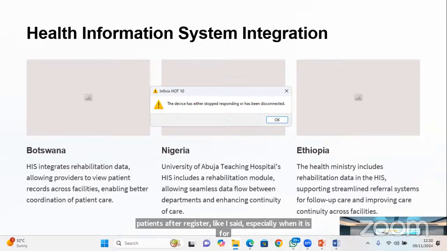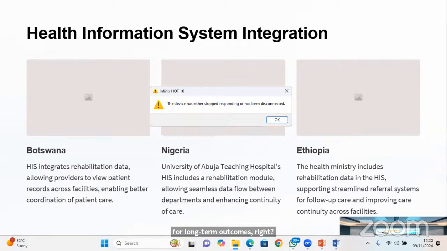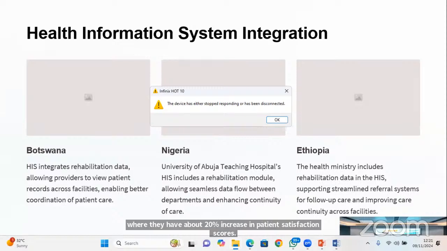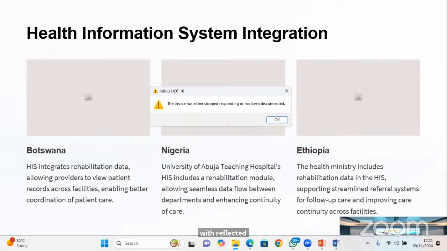For example, they used feedback from post-surgery rehabilitation patients to extend service hours, making it easier for patients to attend follow-up appointments, right? And this gave them an edge, with about a 20% increase in patient satisfaction scores, which reflected better alignment of the hospital's service delivery with their patients' needs. So this is a case example of a patient care approach, isn't it?